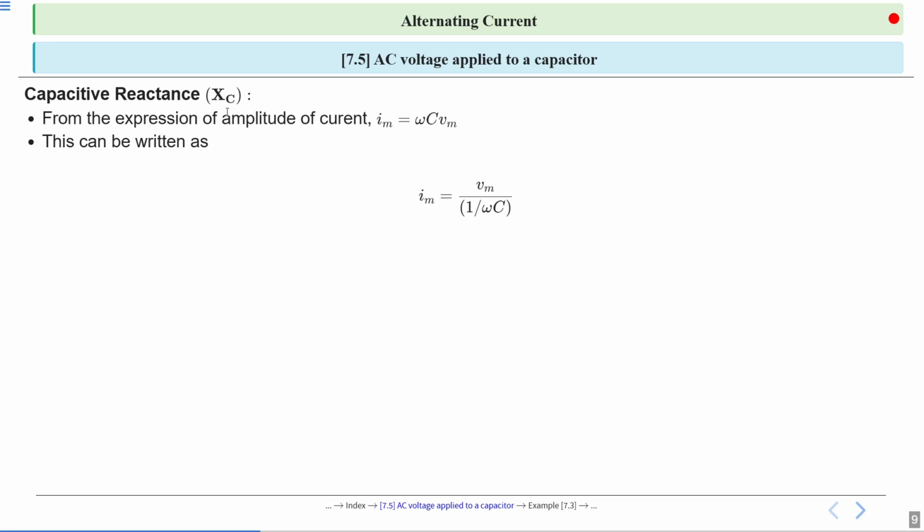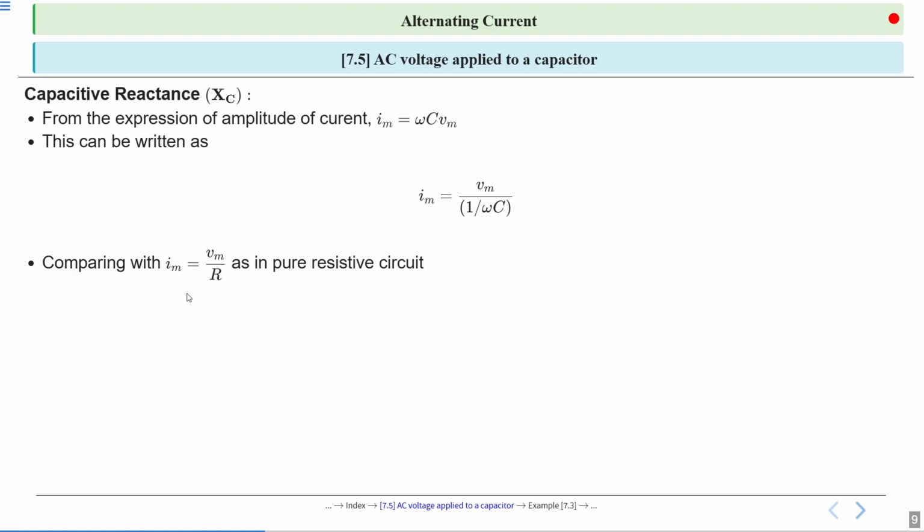Now we will find the capacitive reactance by comparing this expression with the expression for a purely resistive circuit, that was Im equal to Vm upon R. This omega C will go in the denominator of the denominator, meaning we can represent it as Vm upon 1 by omega C. Can we write omega C as this? In the denominator, 1 by omega C. So Im will be equal to Vm upon 1 by omega C.